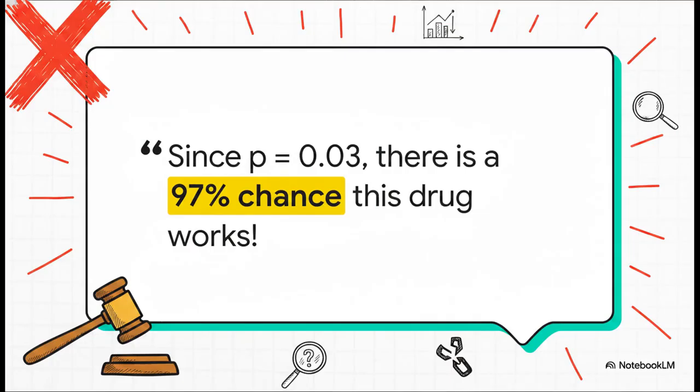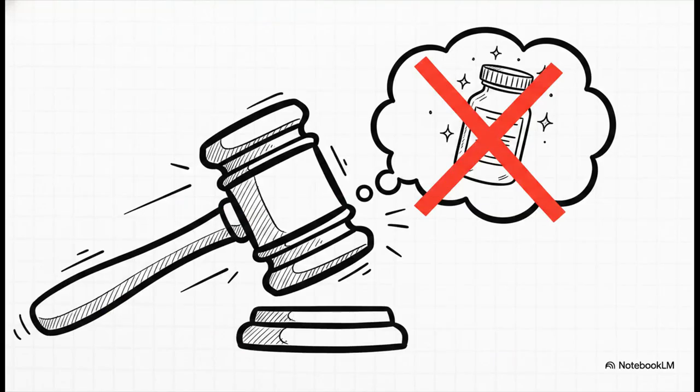Now take a look at this quote. You will hear incredibly smart people say exactly this: "Well, since p equals 0.03, there's a 97% chance this drug works." I want you to recognize this right now as a fundamentally flawed piece of evidence submitted by the defense. We have got to slam down the gavel on this. This is what we call a dumb mistake.